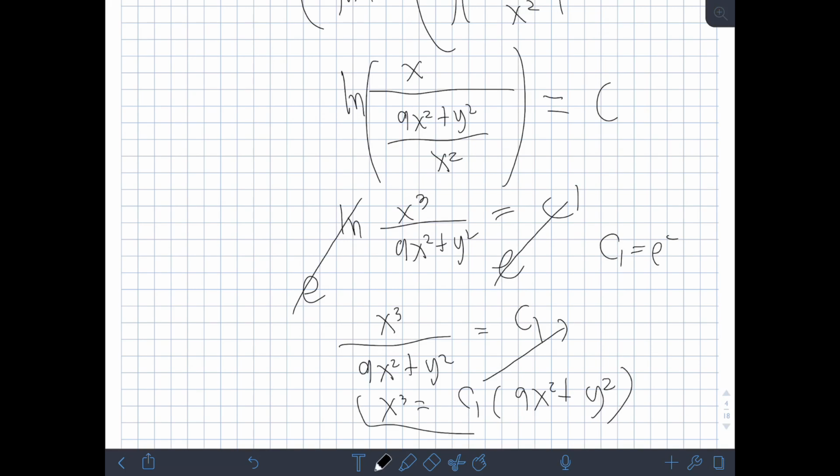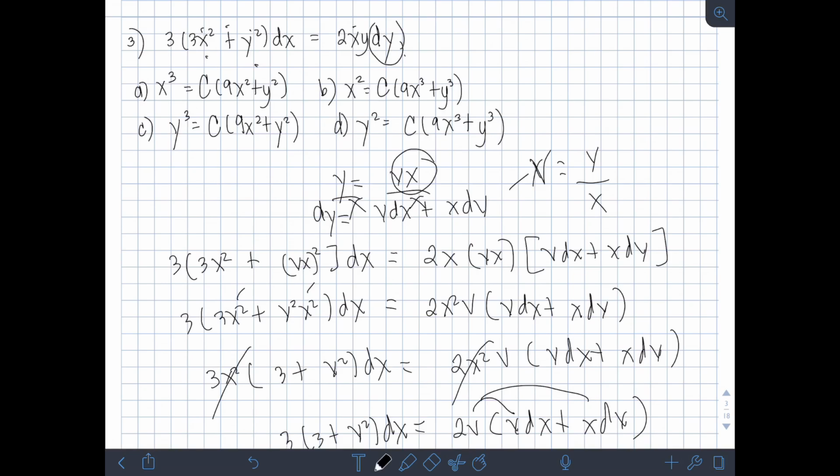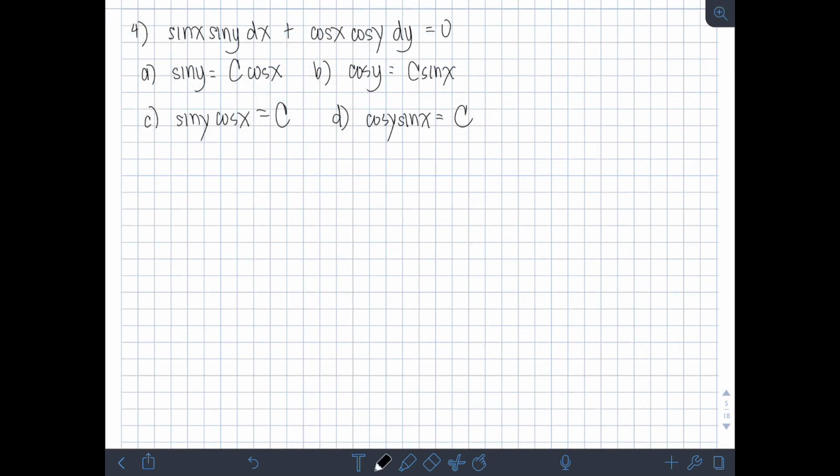So therefore, the answer is anong letter? Letter A. Okay? Next, we have sin x sin y dx plus cos x cos y dy equal 0.